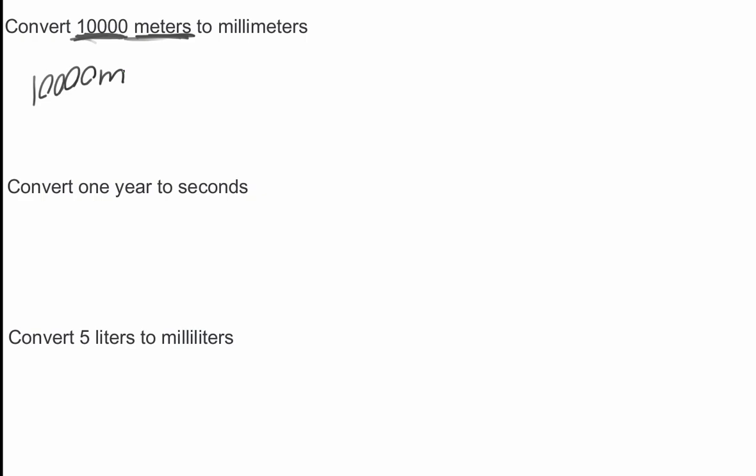So you want to decrease the increment each time. So you start with meters, right? You want to make it smaller. So you want to convert it to centimeters and then finally millimeters. So doing it in this increment makes it easier to calculate and it makes it easier to keep track of all your numbers.